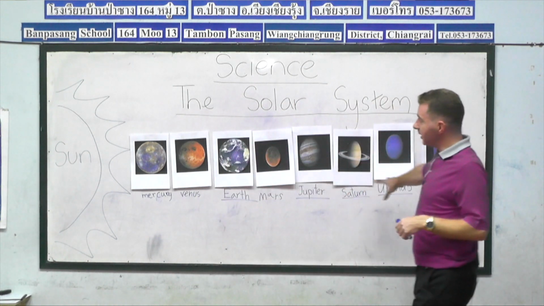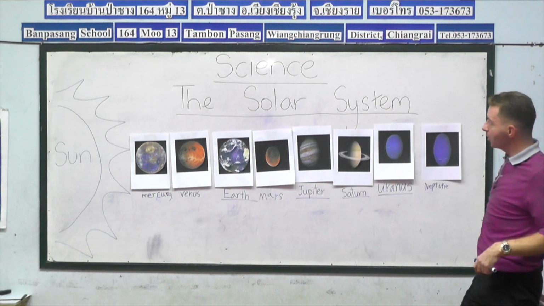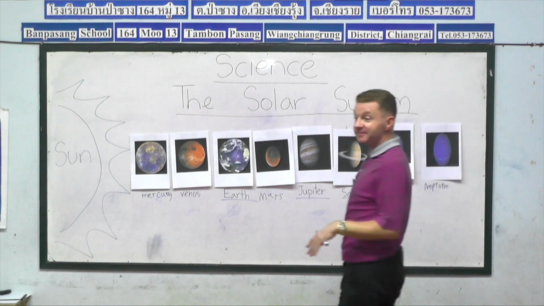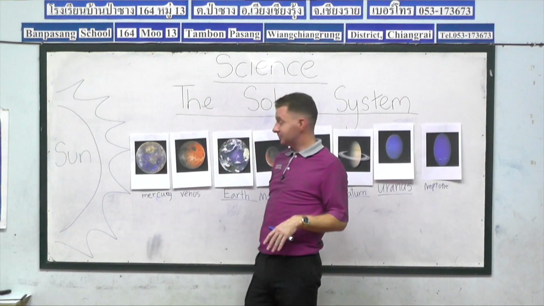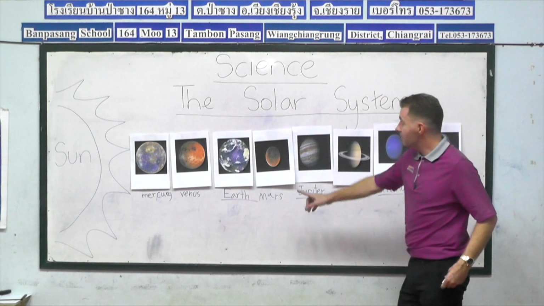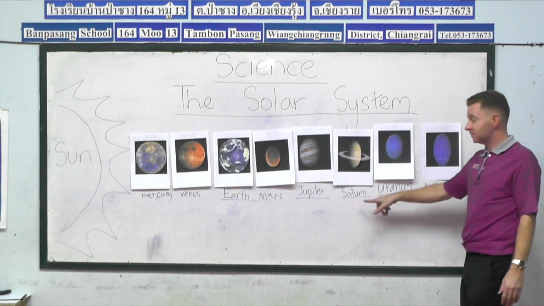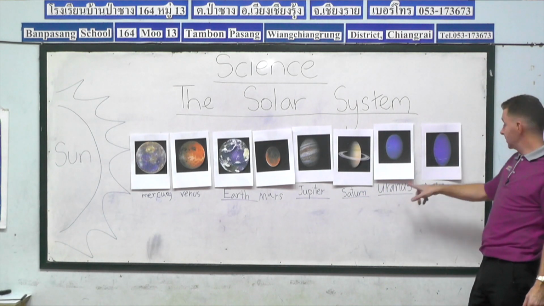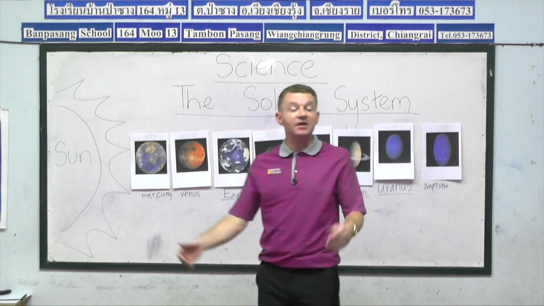So, you can see we've created a diagram of our solar system on the board. Let's say all of the objects together. Sun, Mercury, Venus, Earth, Mars, Jupiter, Saturn, Uranus, and Neptune. Guys, that was brilliant. Very well done.